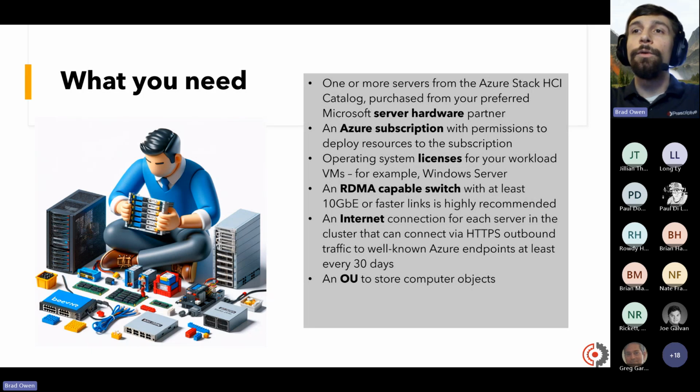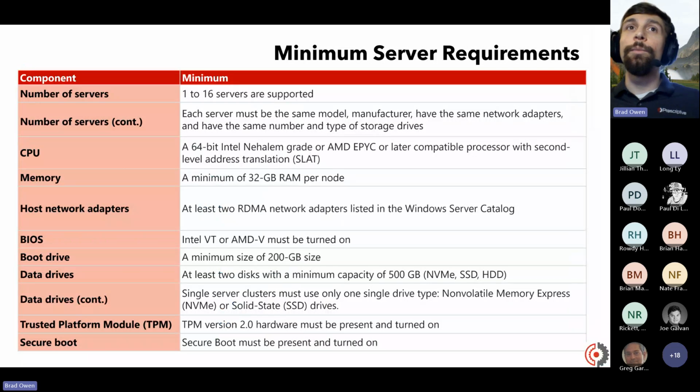And then finally, an OU to store computer objects. If you're familiar with Active Directory, you know why this is needed, right? In order to join our computers to the domain, we need a place to land them. So that would be the OU. The minimum server requirements, because you're buying a certified solution, you really don't have to worry about these requirements, but we went ahead and listed them here just so we could talk to them real fast.